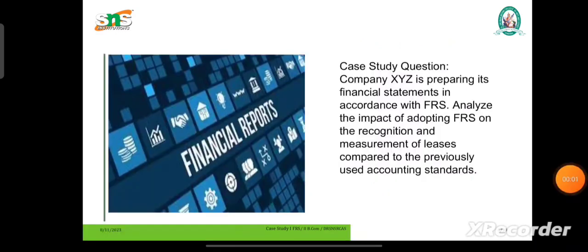The case study question is: Company XYZ is preparing its financial statements in accordance with IFRS. Analyze the impact of adopting IFRS on the recognition and measurement of leases compared to the previously used accounting standards.